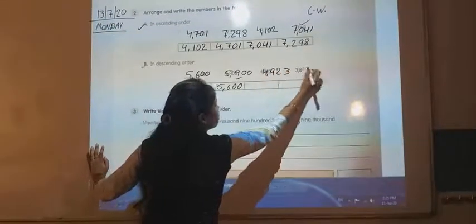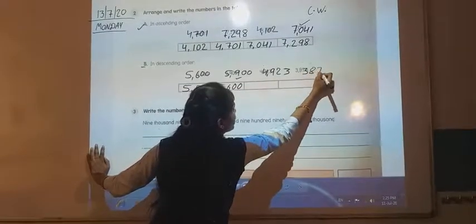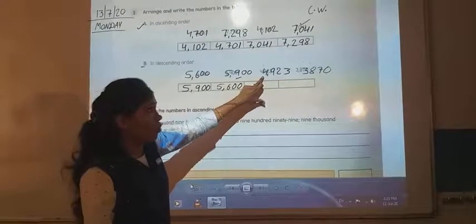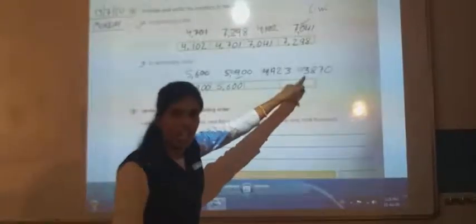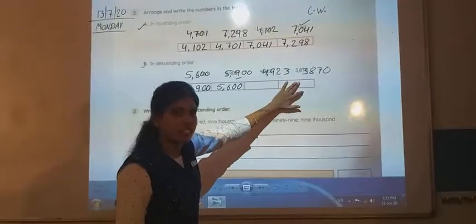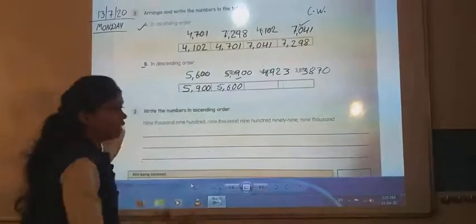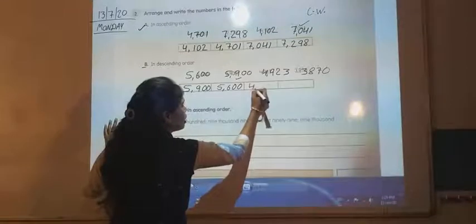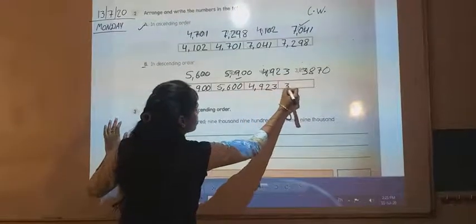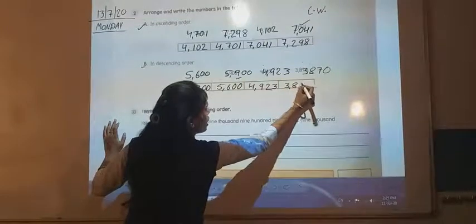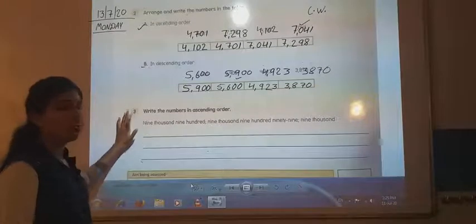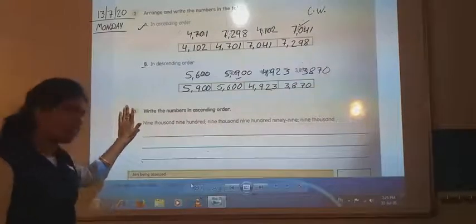Okay students. We have here 4 in the thousands place and in the other number we have 3. We can compare easily. Is 4 greater or 3? Yes, right students, 4 is the greater number. So the number is 4,923 and the next number is 3,870.